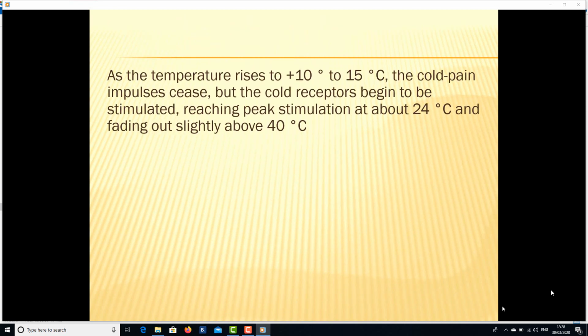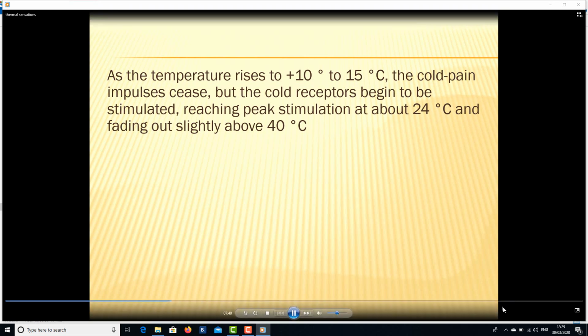As the temperature changes, there is a gradation at which some of the fibers become active, and they have ranges at which they become active. If the temperature rises from plus 10 to 15 degrees centigrade, the cold pain impulses stop. The cold receptors begin to be stimulated, reaching the peak at about 24 degrees centigrade, and then they start to fade out at 40 degrees centigrade.